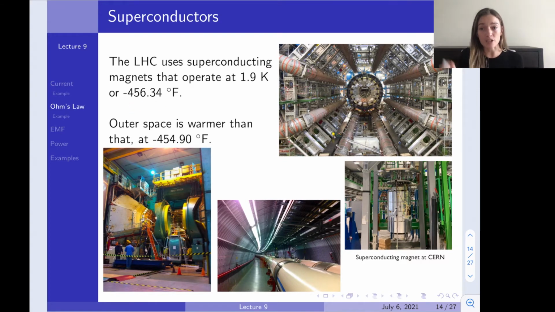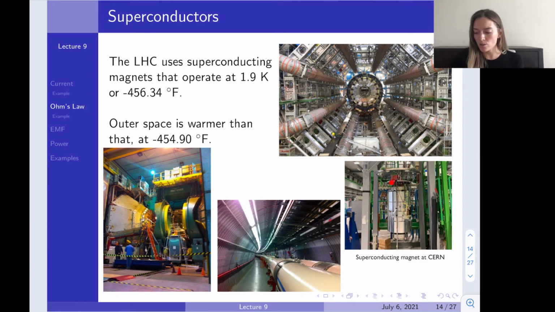And outer space is actually warmer than that by almost a full 2 degrees. So these are the coldest things in the known universe. Maybe if there's like an alien civilization that also has superconductors, it's colder there. But these are the coldest places in the known universe.